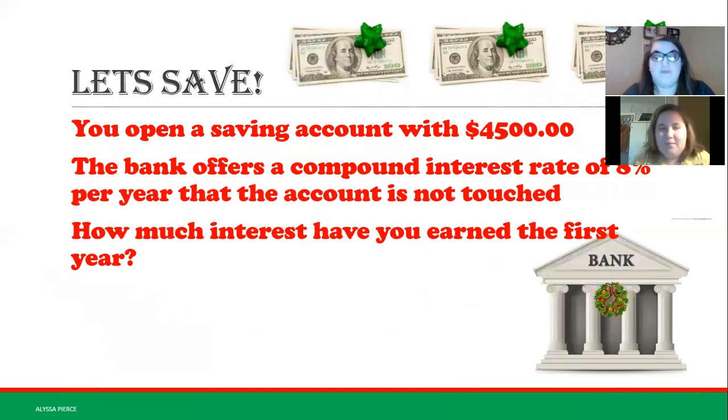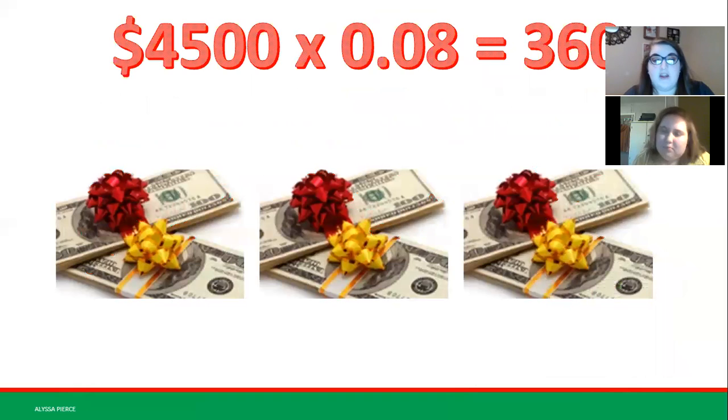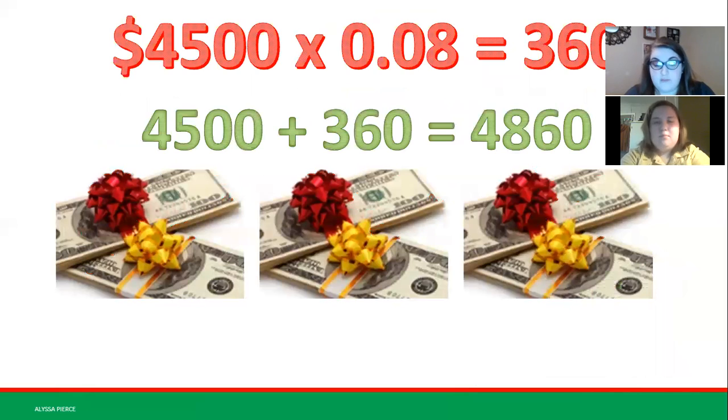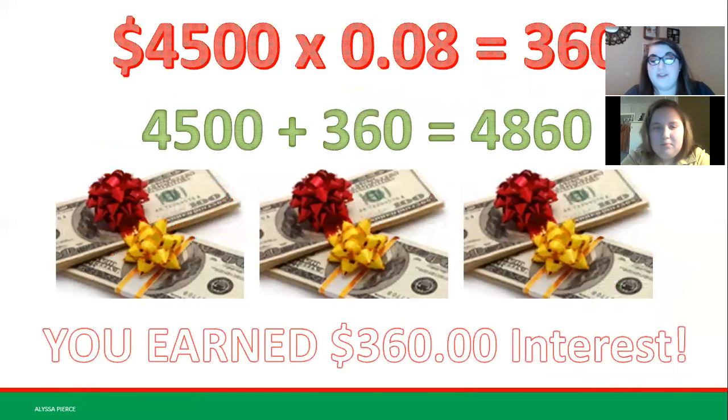So let's save some money. You open a savings account with $4,500. The bank offers a compound interest rate of 8% per year that the account is not touched. So how much interest have you earned that first year at the bank? Let's figure it out. You take your original cost, your principal, which was $4,500, times the 8%, which translates to 0.08, and you get $360. How much is in your account? You add the principal plus the interest earned, which gives $4,860 as your total. So you earned $360 in interest.